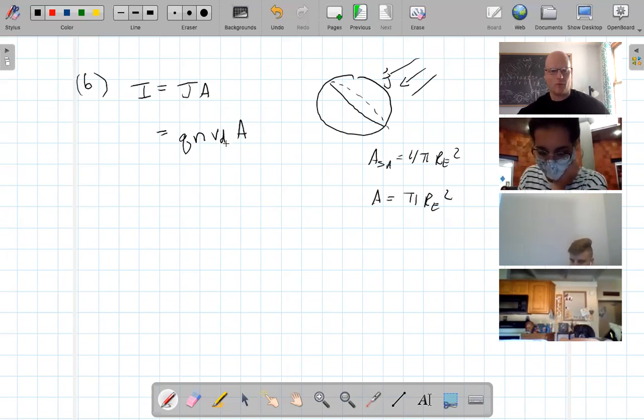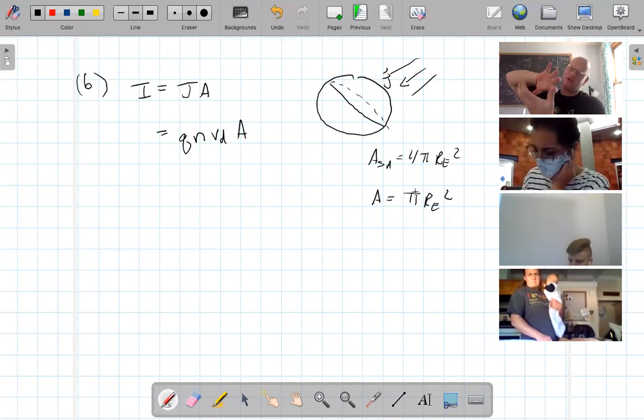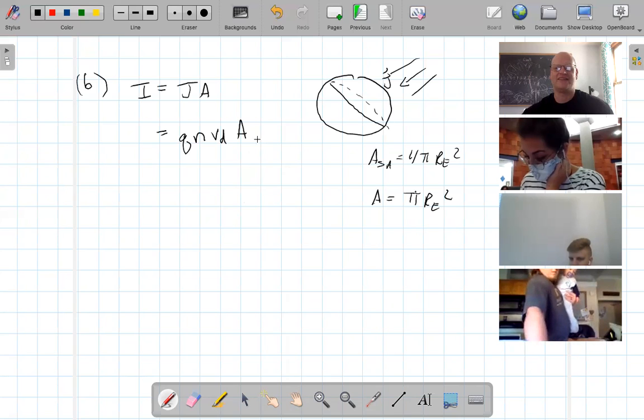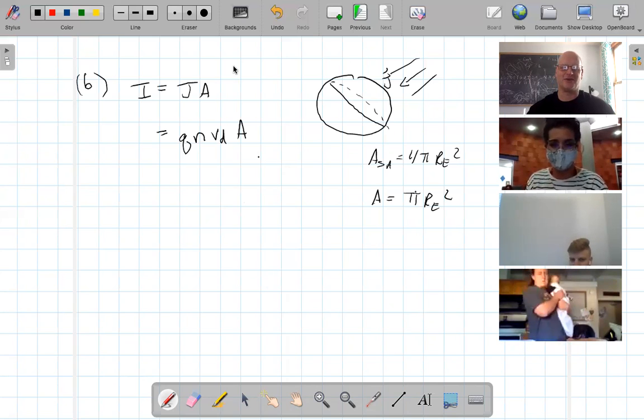So the question is, which one of these areas is it? Do we care about the surface area, or the cross-sectional area? As the charged particles are moving towards the Earth, is it effectively going to see it as a sphere, or is it going to see it as a circle? What do you think? Good, Dylan. That's right, just a circle.